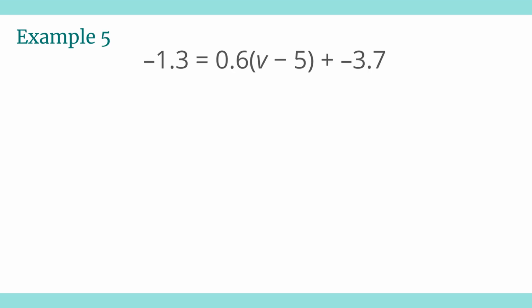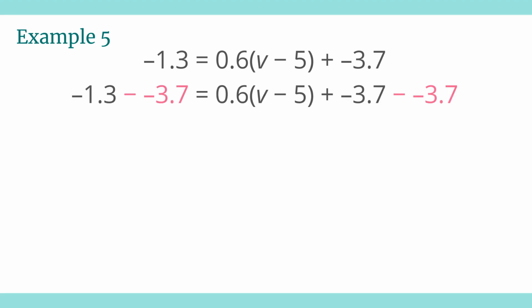For our last example, we have some decimals. Not to worry, we'll still follow the same steps using inverse operations to solve. So we're ultimately trying to isolate the v, which is in parentheses. We'll first need to get rid of the constant term. Since negative 3.7 is being added to the expression, we'll want to subtract negative 3.7 to cancel it out. After simplifying, we're left with 2.4 equals 0.6 times v minus 5.